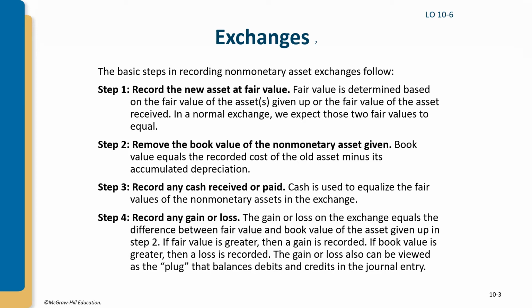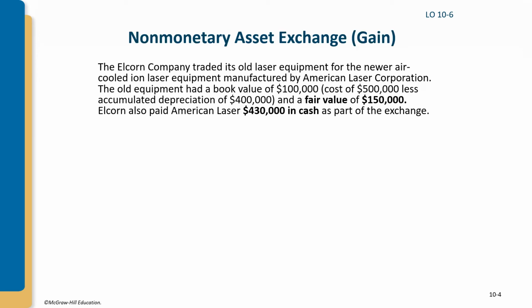Record any cash received or paid in the transaction. And then record any gain or loss on the exchange. And that's determined by taking the fair value and book value of the asset given up in step 2. If fair value is greater, then a gain is recorded. If book value is greater, then a loss is recorded. So 4 steps. Let's take a look.